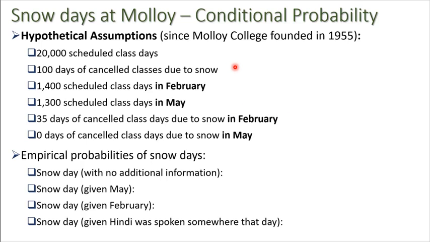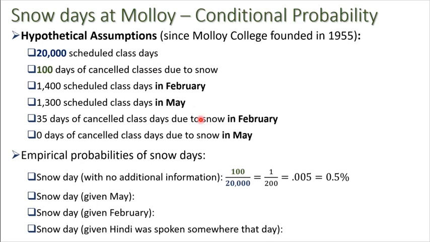Suppose since Malloy College was founded in 1955, there were 20,000 scheduled class days, and 100 of these days were canceled due to snow. So if we were to go under the assumption that we're randomly selecting one of these 20,000 days, with each one equally likely to be chosen, then the probability that we select one of the days that was canceled would just be 100 out of 20,000. That's the number of canceled days divided by the total number of scheduled days, which would be 0.5%.